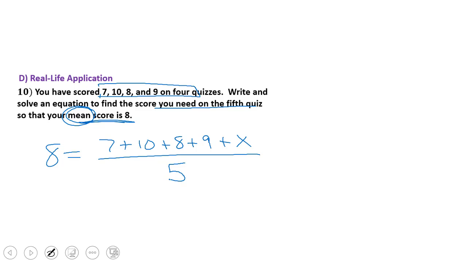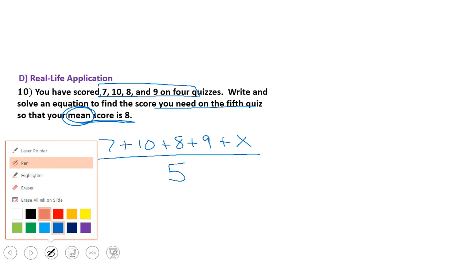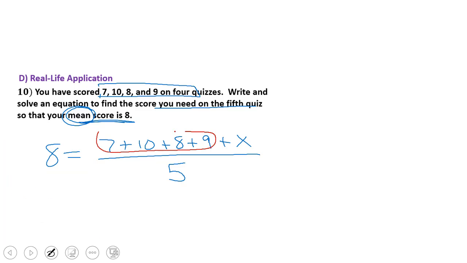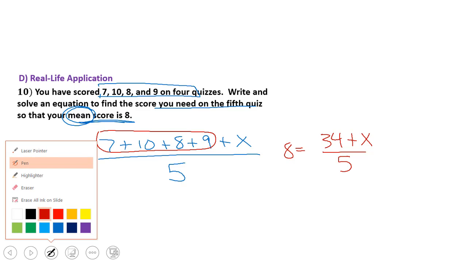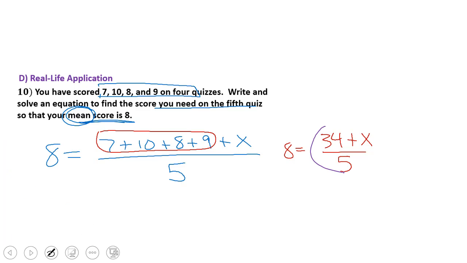So we're going to combine some like terms here. And if we combine all of these, 7 plus 10 is 17, plus 8 is 25, plus 9 is 34. So we end up with 8 equals (34 plus X) divided by 5. Well, the inverse operation of dividing by 5 is multiplying by 5. And so we're going to simplify that 5 out. 5 times 8 is 40. So 40 is now equal to 34 plus X.